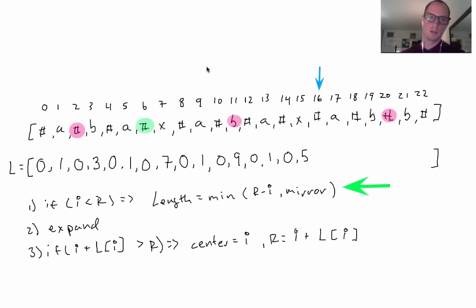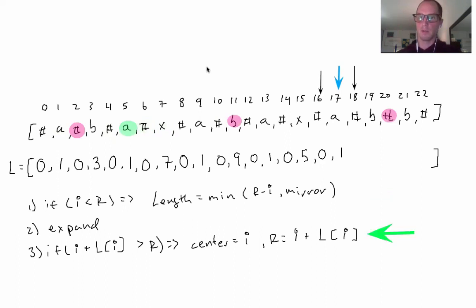We will use index 16's mirror to update it. We cannot expand farther, and we will not update the center. We will use index 17's mirror to update it. We cannot expand any farther, and we cannot update the center. We'll use index 18's mirror also to update it, and we also cannot expand, and we can't move the center.